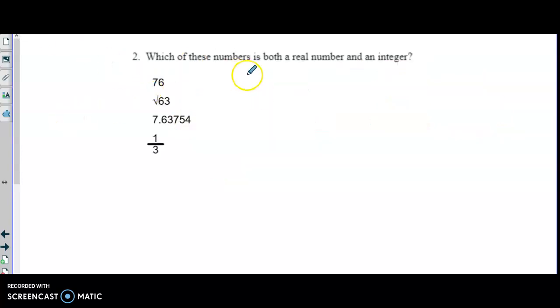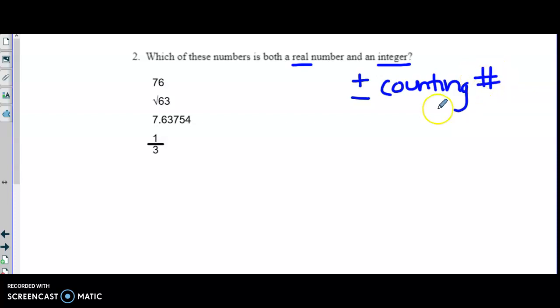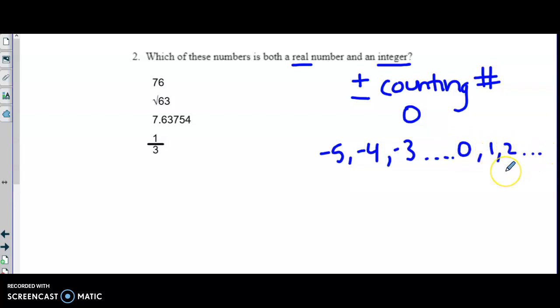Number 2, which of these numbers is both a real number and an integer? Okay, well, all of our numbers are real numbers right now, so we're really just worried about which one is an integer. And remember, an integer is a positive or negative counting number. And it also includes 0. So your integers are like -5, -4, -3, on up, and then you have like 0, and then 1, 2, and so on, okay? And it goes in all these directions. So your integers are your positive or negative counting numbers.